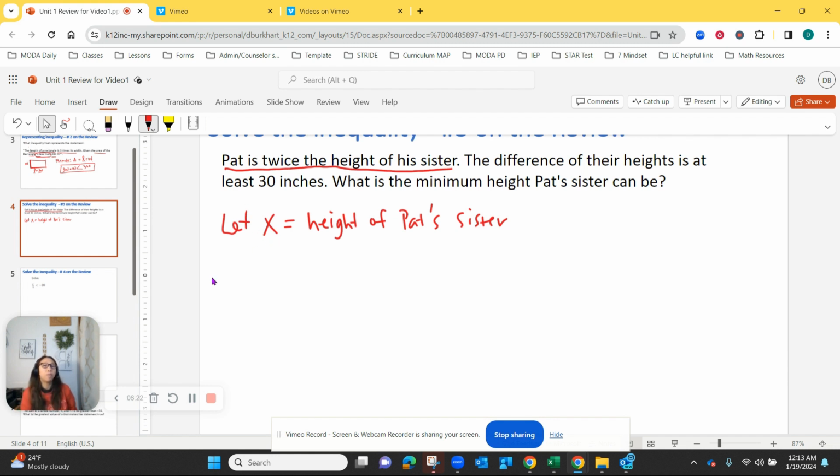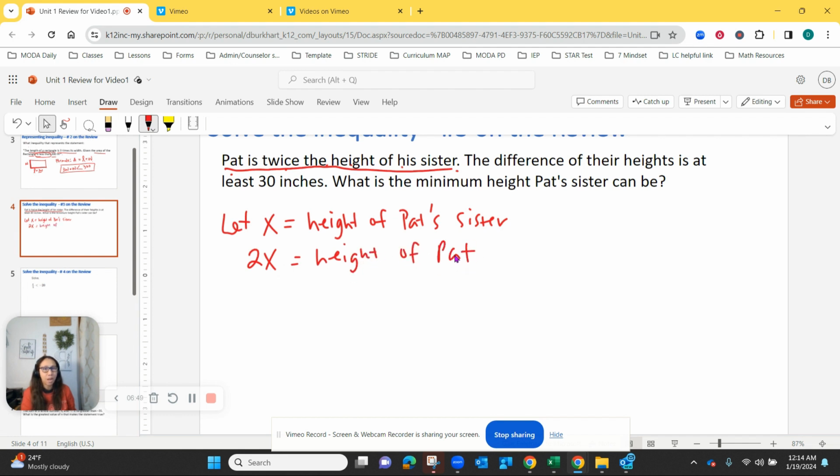Now that we represent the height of Pat's sister as a variable x, according to the problem, Pat is twice the height of his sister. So that means 2 times x, which is represented by the height of Pat's sister, double that is the height of Pat.